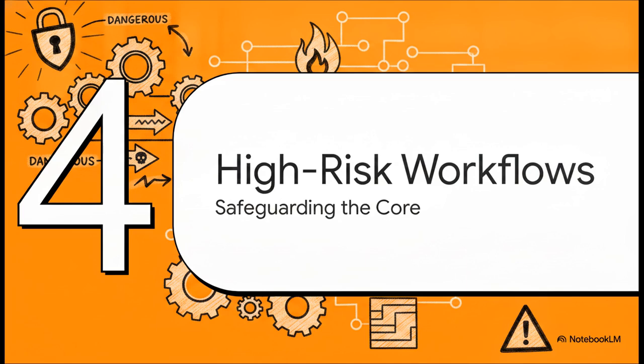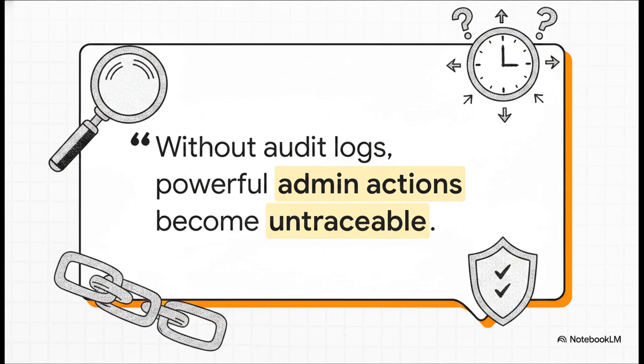All right, part 4, managing high-risk workflows, safeguarding the core. I really want to anchor our entire architectural strategy on this one idea. Without audit logs, powerful admin actions become untraceable. Every single important action an admin takes must be recorded. Who did it? When did they do it? From where? What was the old value and what is the new value? Having tamper-resistant audit logs is absolutely critical for security, for compliance, and for simple internal accountability. If some crucial system setting mysteriously changes at 2 a.m., your audit log is literally the only thing that's going to tell you exactly what happened.